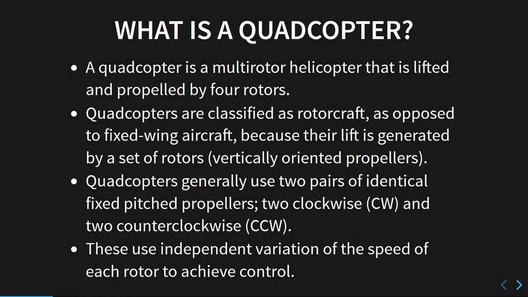And they use independent variations of the speed, and each rotor can rotate at different speeds. This is important. They're not coupled. They are highly decoupled. Each motor can run at different speeds. And that's really what a quadcopter is. It's got propellers. It's not fixed wing. They have a set of two motors rotating in the same direction, and two motors rotating in the opposite direction, and they all can be controlled independently. And based on the way they rotate, you can change the direction or maneuver the quadcopter accordingly.